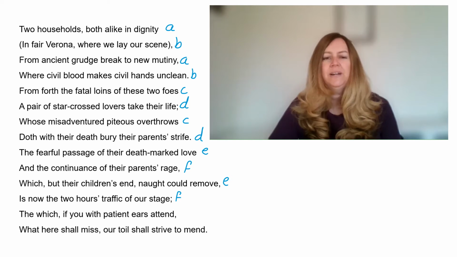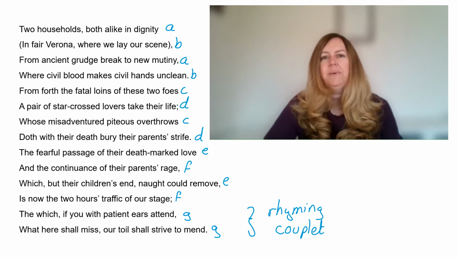And the last 2 lines, you can see rhyme with each other. We're going to call those G and G. These last 2 lines that rhyme with each other are called a rhyming couplet. This rhyme scheme, AB, AB, CD, CD, EF, EF, GG, is the rhyme scheme that we always see in Shakespeare sonnets, and so we can confidently say now that this is a sonnet.